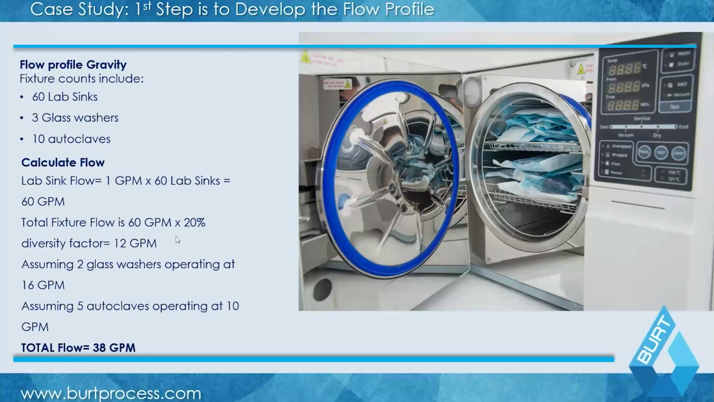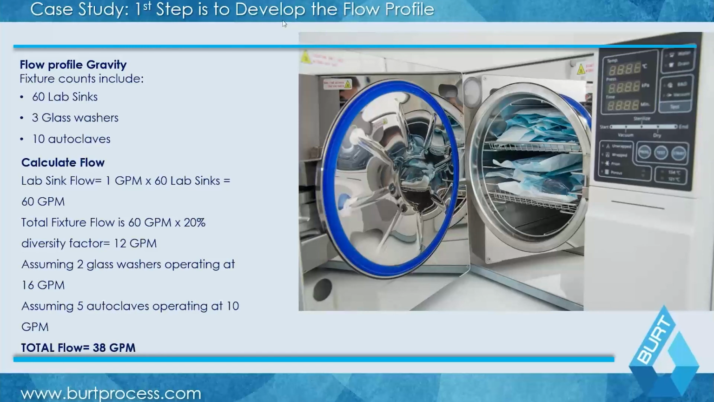So I have my diversity factor here, 20. Then I assume only 2 glass washers for 16, 5 autoclaves at 10 GPM. So I only have a total gravity flow of about 38 GPM. So I have a lot more fixtures here, but I actually end up with a flow rate very similar or even less than my pump flow rate.